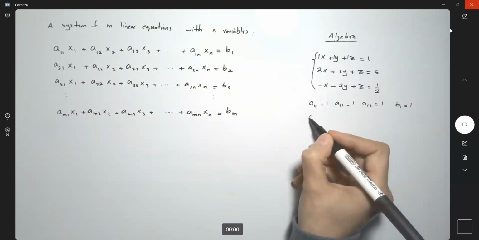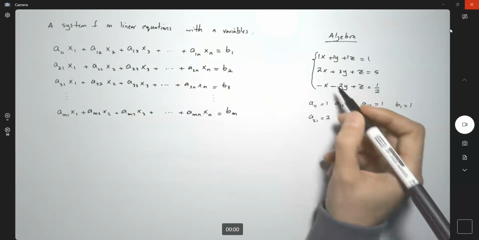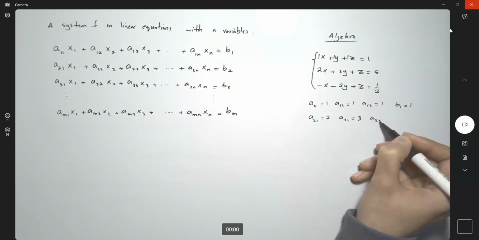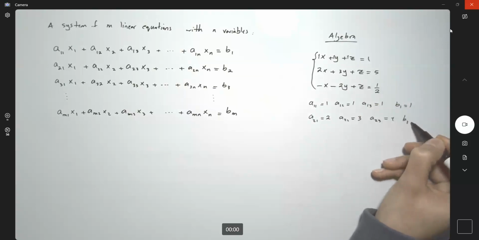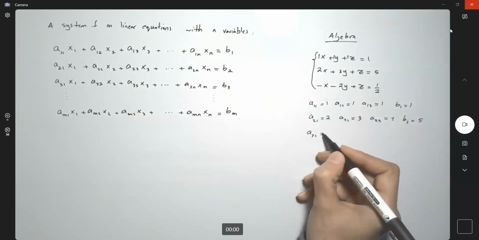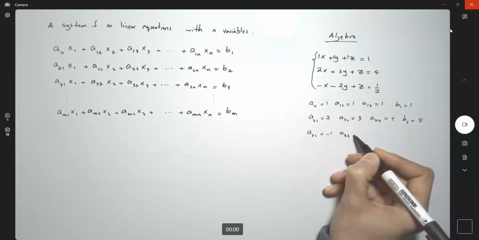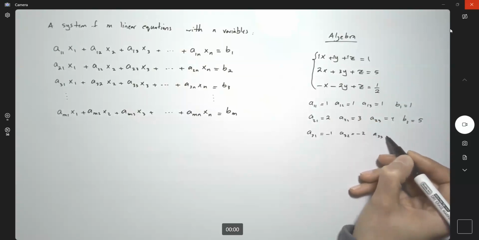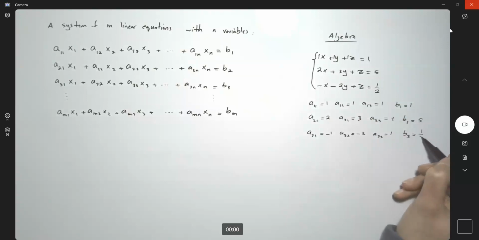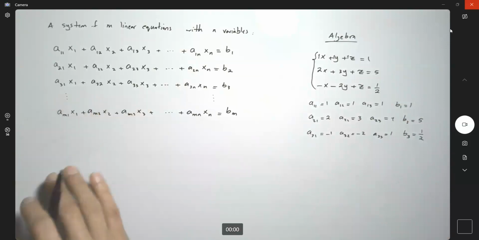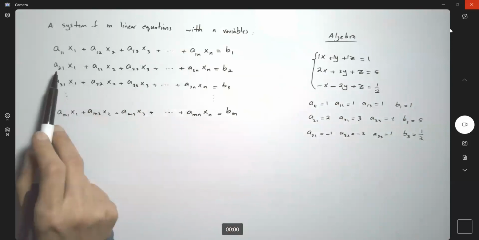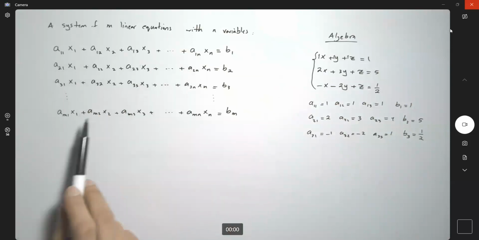Then in the second equation, a sub 2 1 is 2, a sub 2 2 is 3, a sub 2 3 is equal to 1, and b sub 2 is 5. And for the last equation, a sub 3 1 is negative 1, a sub 3 2 is negative 2, a sub 3 3 is 1, and the constant term is a half. The same process as we did before for algebra. We're just generalizing the idea and having a nicer representation here.